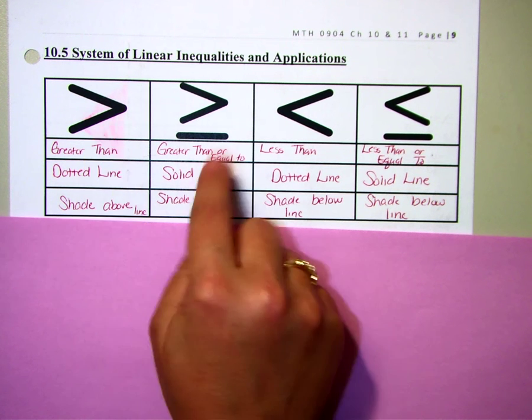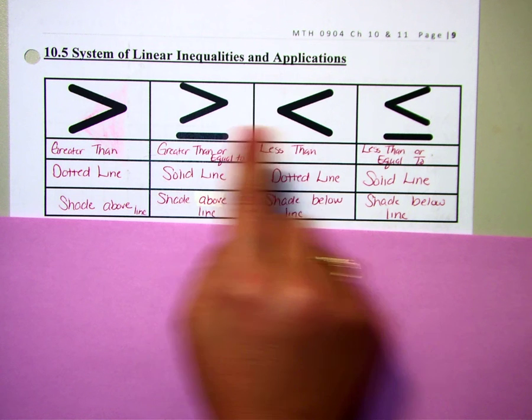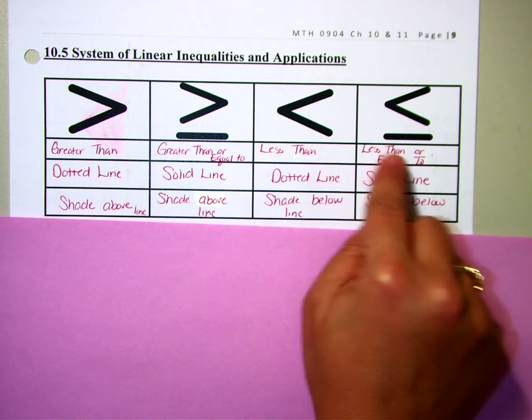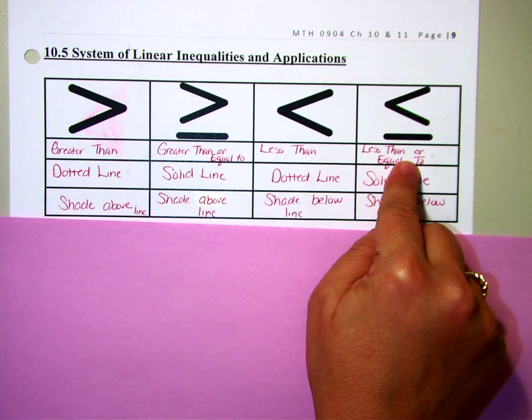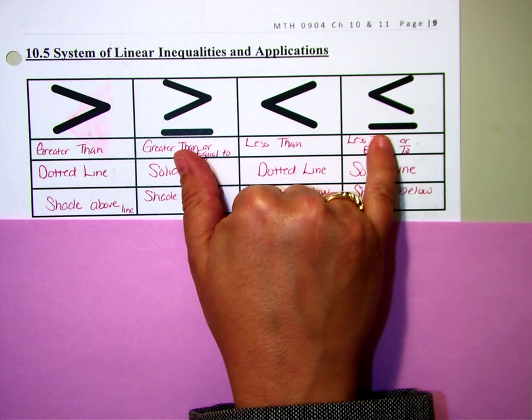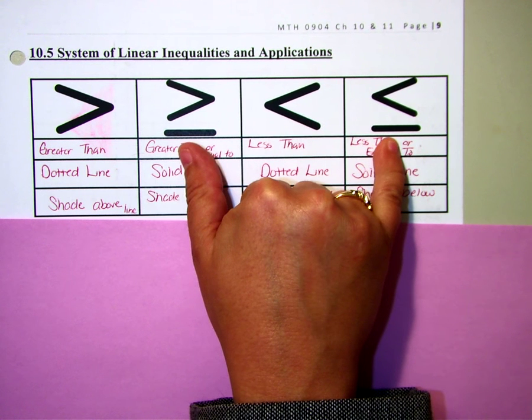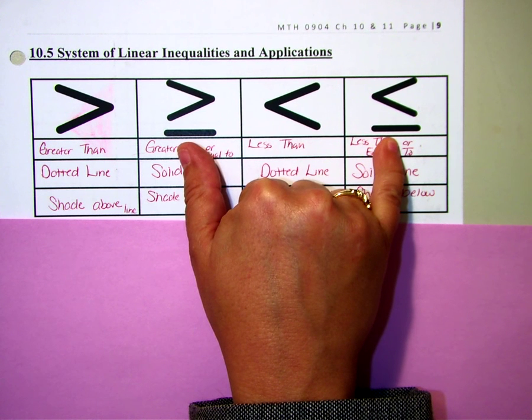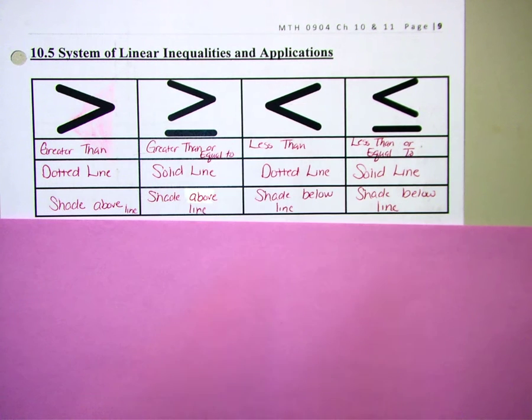In previous sections, you've also graphed these lines. So the greater than and the less than are the two lines that are dotted, and the greater than or equal to and less than or equal to are the two lines that are solid. The reason why they're solid is because of the equal to sign. So think of it, if you see the line, it's a solid line.